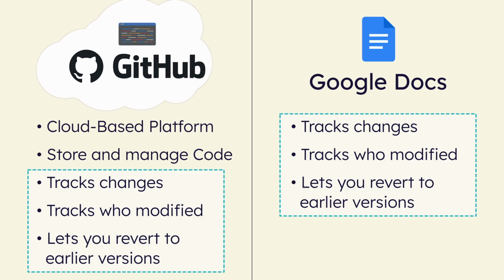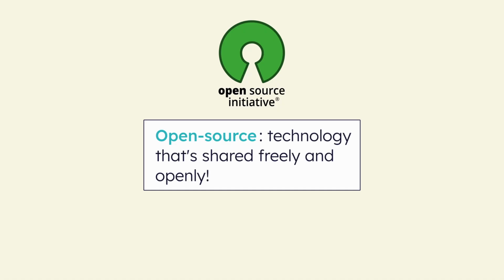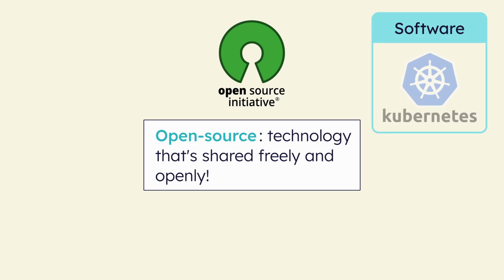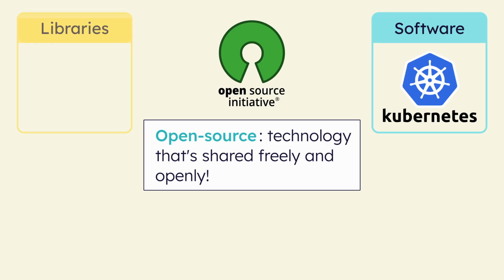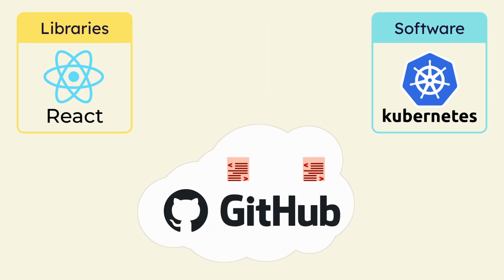It's also a key tool that powers the open source movement, the philosophy that believes technology is better when it's built and shared openly. So whether it's Google's own container scheduling software, Kubernetes, or entire libraries like the popular React library for JavaScript, all of their code have their home on GitHub.